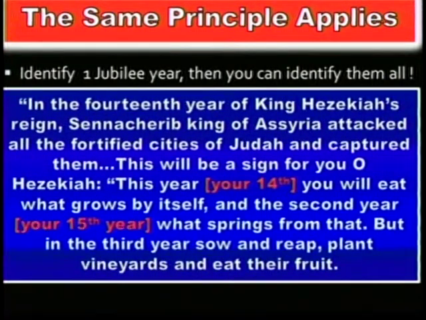In the 14th year of King Hezekiah's reign, Sennacherib, king of Assyria, attacked and captured the fortified cities of Judah. This will be a sign for you, O Hezekiah. This year, meaning your 14th, you will eat what grows by itself, and the second year, which is your 15th year, what springs from that. But in the third year, sow and reap, plant vineyards, and eat their fruit.